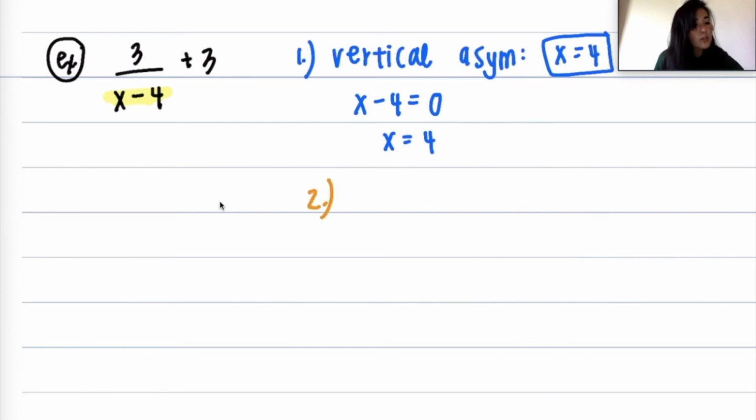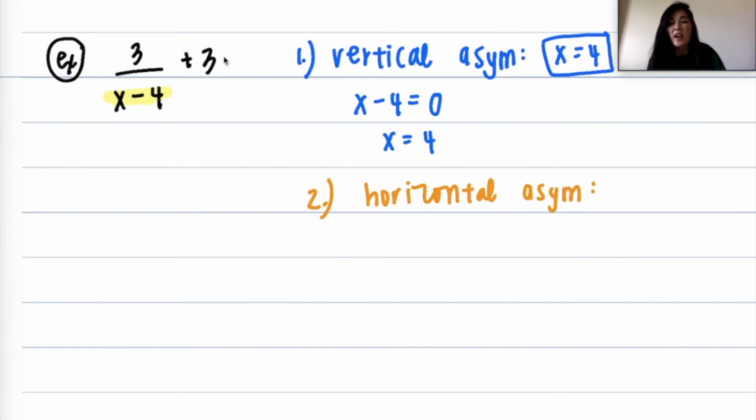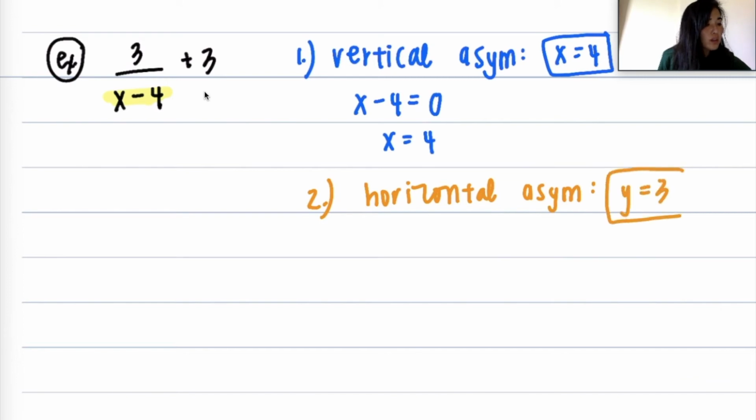All right, number 2 is going to be our horizontal asymptote. We just talked about it. The horizontal asymptote is easy. It's the number that's being added on. In this case, it is 3. So we're going to use the variable y for this. y is equal to 3. So that is our second line.